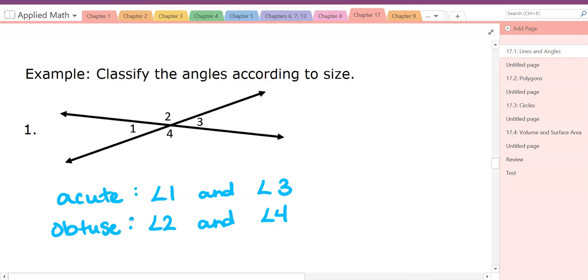Okay, and there are some problems where they actually give you the measurement, like they say 54 degrees, 112 degrees, something like that. You use the same kind of rules as we talked about before. These ones I was just looking off of based on what they look like. It looks like 1 and 3 are less than 90. 2 and 4 look like they're greater than 90.